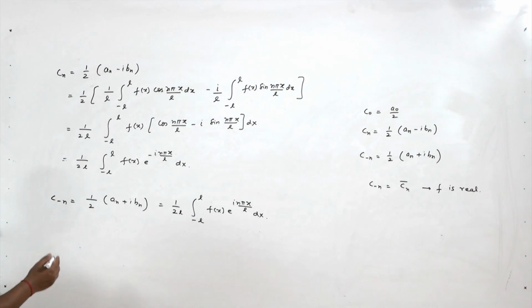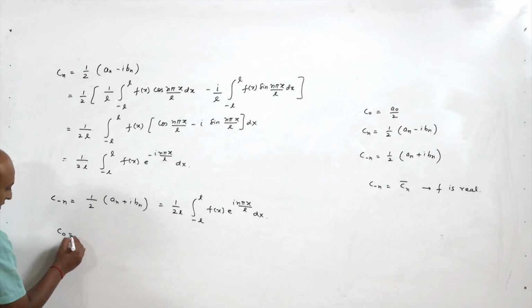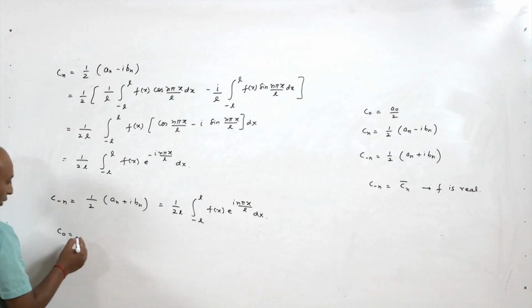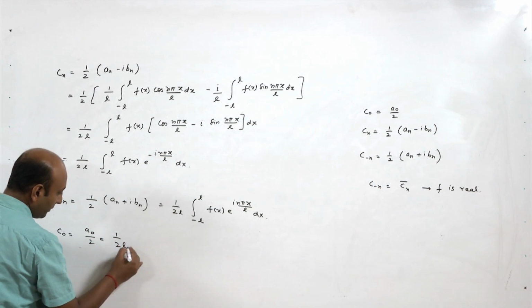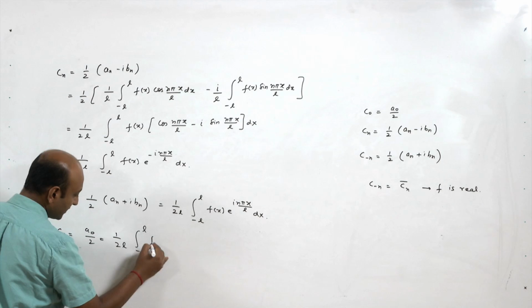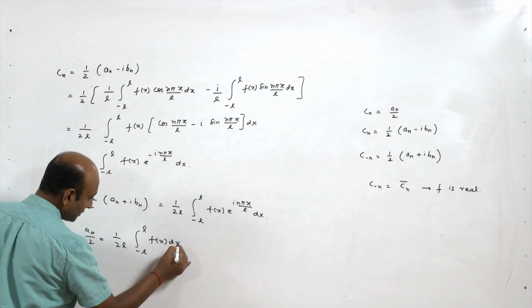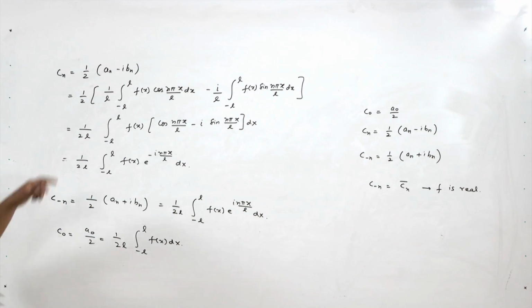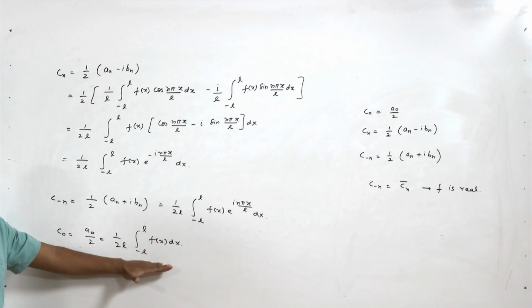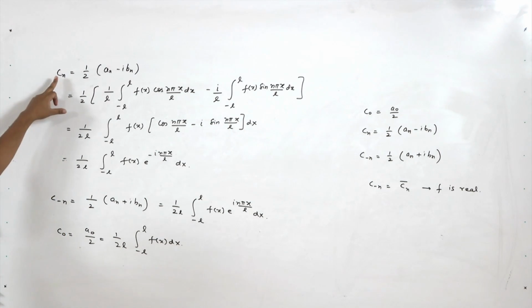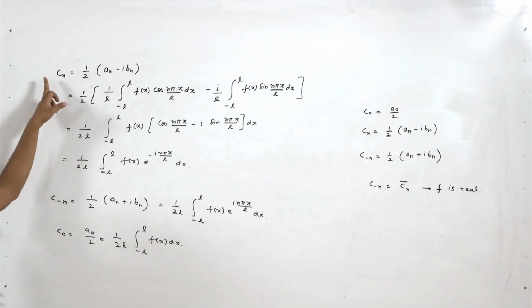And what will be C_0? C_0 is nothing but a_0 upon 2, and a_0 is nothing but 1/L integral from minus L to plus L f(x) dx. So, that means when you replace n by 0 in this expression, you get C_0. So, if you find C_n, it contains C_{-n} also when you replace n by minus n, and it contains C_0 also when you replace n by 0.